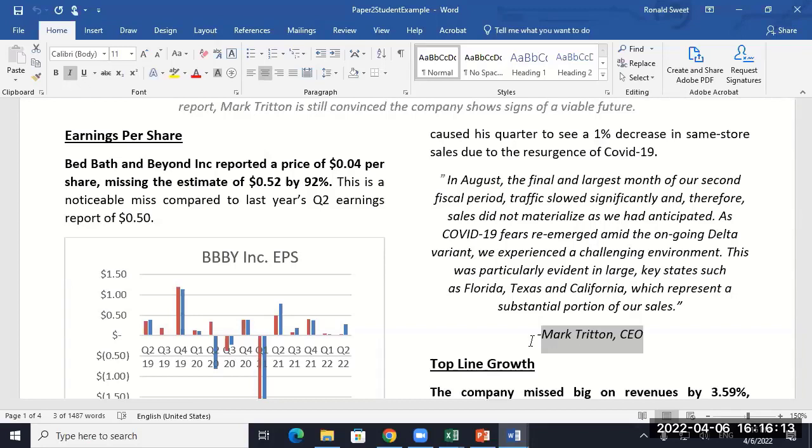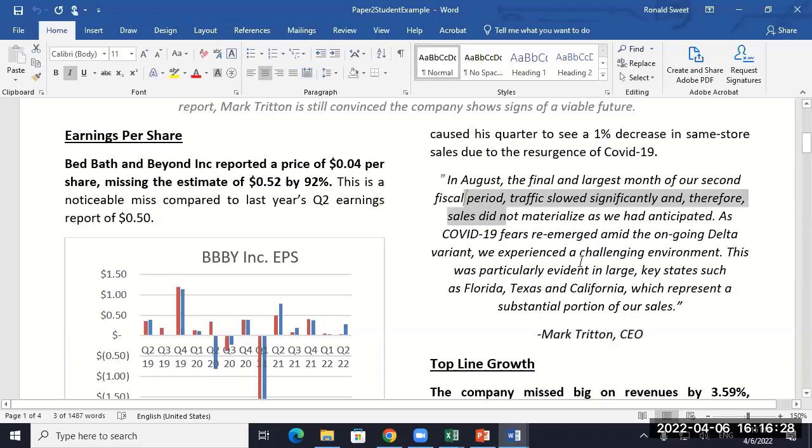So let's look at this quote. "The final and largest month of our second fiscal period, traffic slowed significantly and therefore sales did not materialize as we anticipated. COVID fears reemerged amid the Delta variant. We experienced a challenging environment. This was particularly evident in large key states." That's pretty insightful, right? That tells me quite a bit right there.